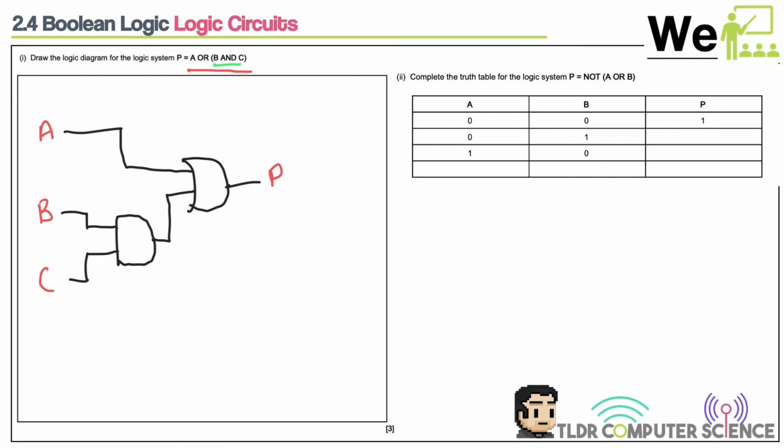Now let's have a go at this. It's asking us to complete this truth table. 0, 0, 0, 1, 1, 0. The last combination in here would be 1 and 1.